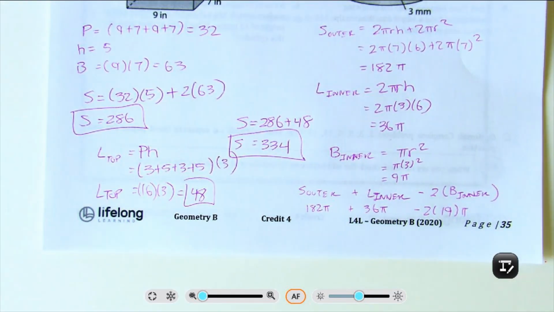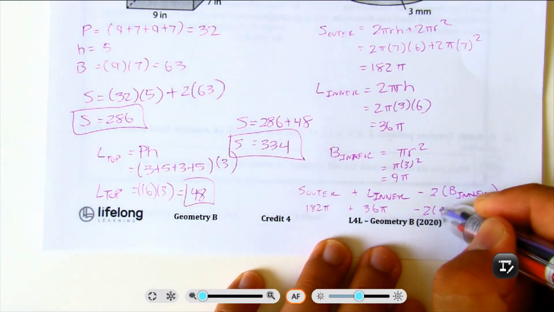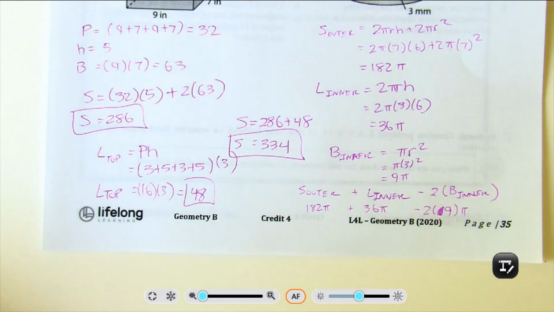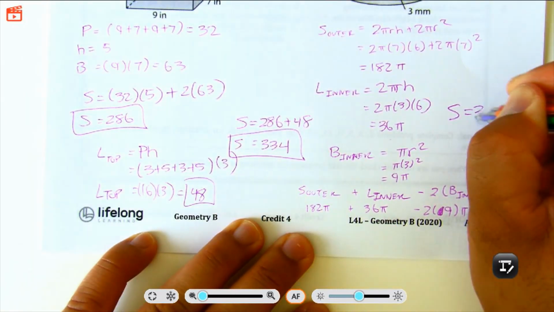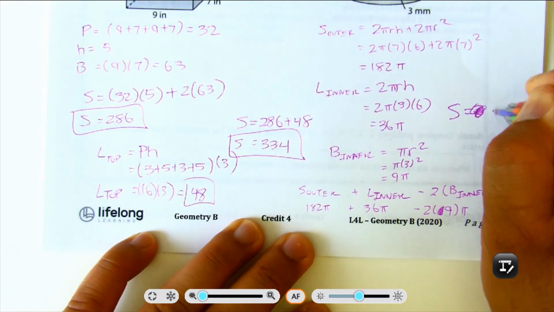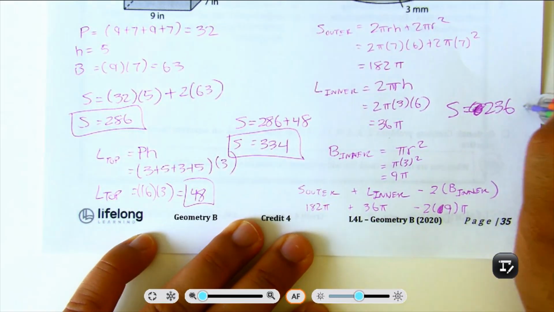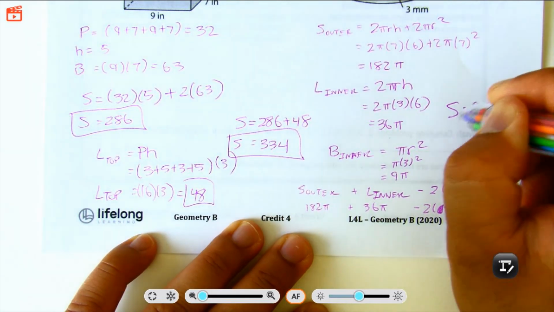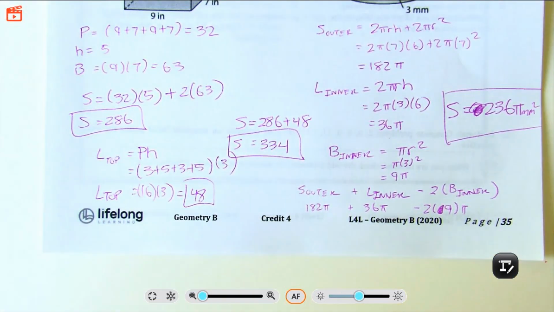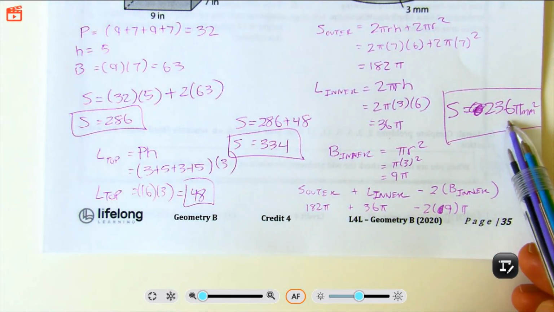So we do 182 plus 36 minus, sorry, I made a mistake here, 2 times 9. That's 2 times 9. This ends up being, I'll write it here, 236 pi millimeters squared. So the surface area is 236 pi millimeters squared.